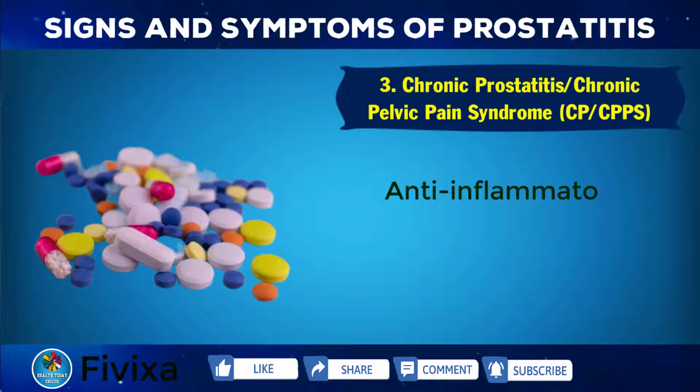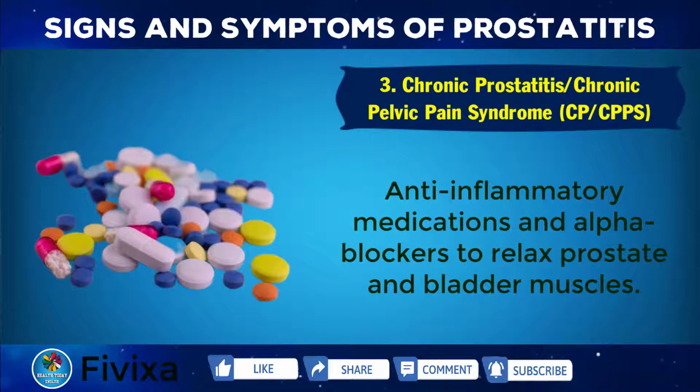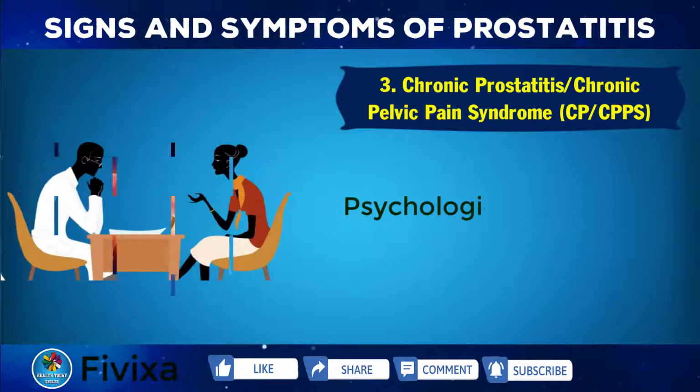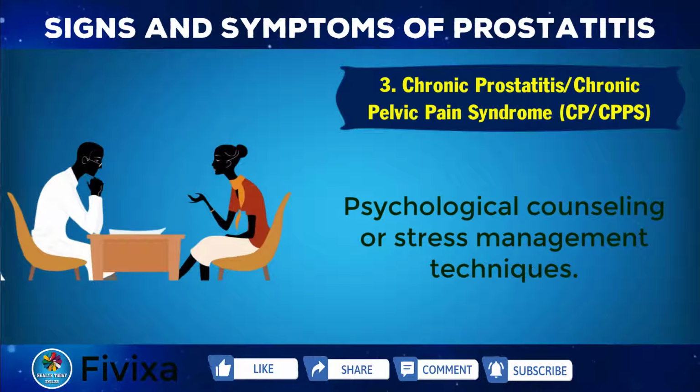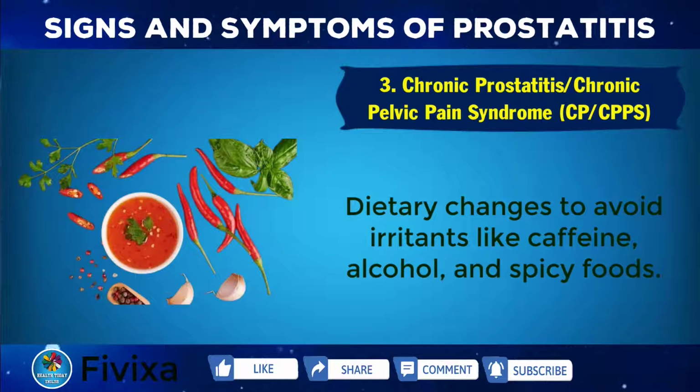Treatment. Anti-inflammatory medications and alpha blockers to relax prostate and bladder muscles. Physical therapy for pelvic floor dysfunction. Psychological counseling or stress management techniques. Dietary changes to avoid irritants like caffeine, alcohol, and spicy foods.